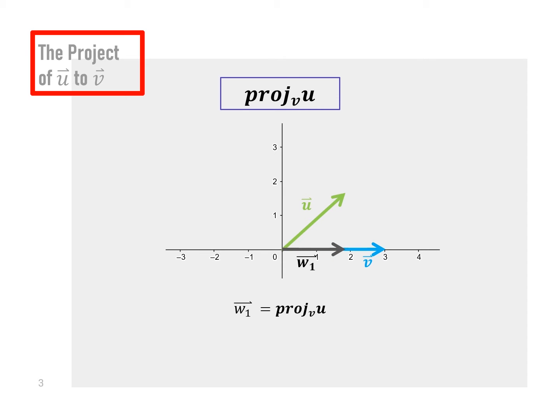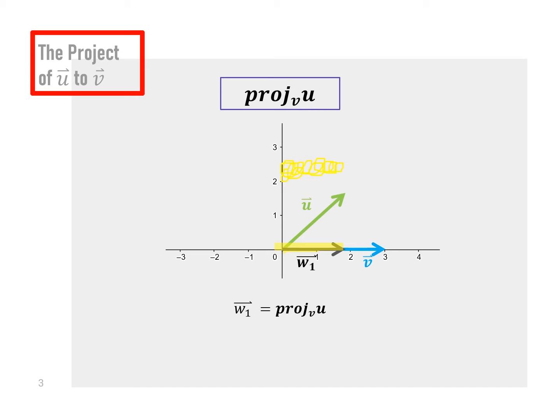One way to think of a projection of one vector onto another is if we were to have a light up here shining down on the green vector, the projection of u onto v will be the shadow that this light produces. We can also think of the projection as the vector component of u along v.